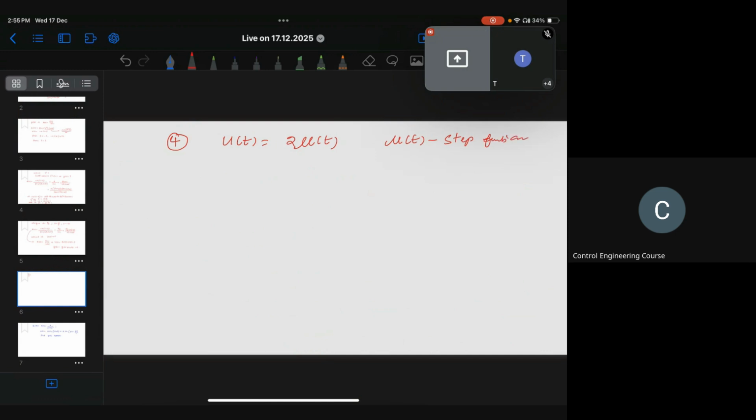Okay, so what is the expression in this case? What is y of infinity here? Now you can write U(s) as 2 by s. G(s) is nothing but Y(s) by U(s), which is given as (-10s - 3) divided by (s + 1)(s² + s + 25).